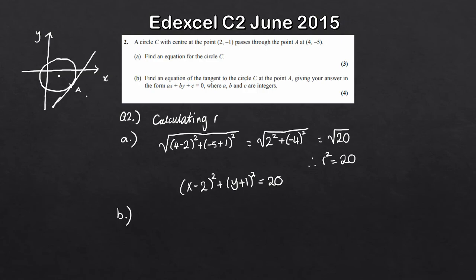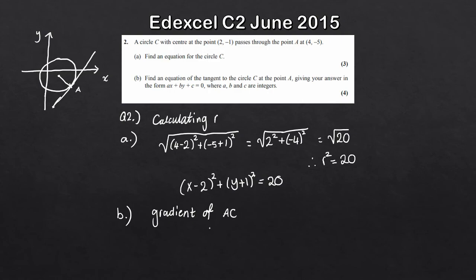So how do we actually work out that equation of the tangent? Well, the easiest way is to work out the gradient here between my centre and my point A. And if we work out that gradient, the equation of the tangent then would simply be the negative reciprocal of that, the perpendicular gradient. So let's work out the gradient of, so what's our point? So it's A to the centre C here, so the gradient of AC.